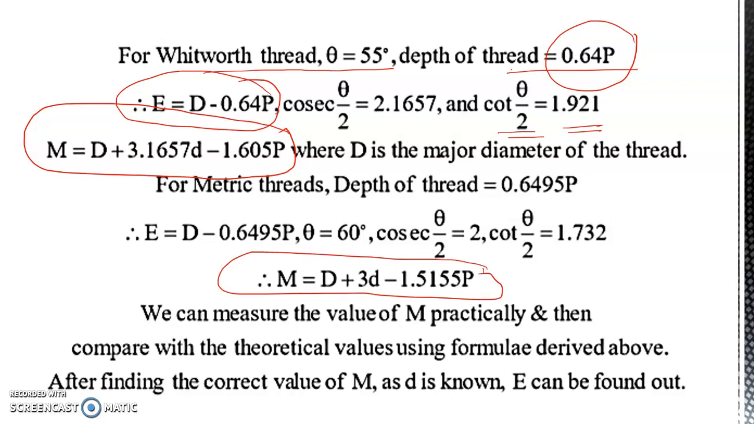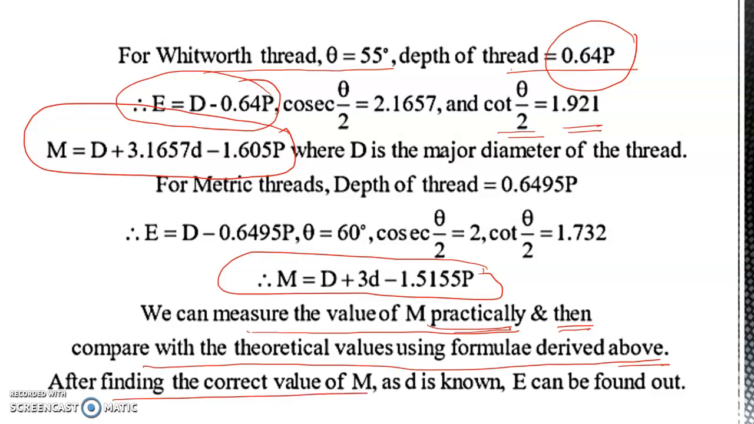After finding this theoretical relationship, we can measure the value of m practically using the micrometer, and then compare it with the theoretical value using the formula derived. If the measured value of m matches the theoretical value, then we can find the E of that thread.